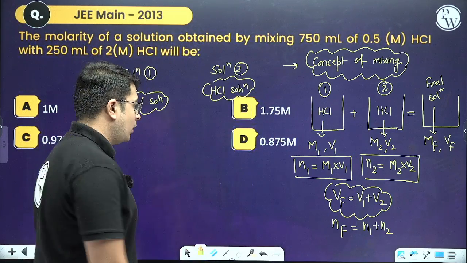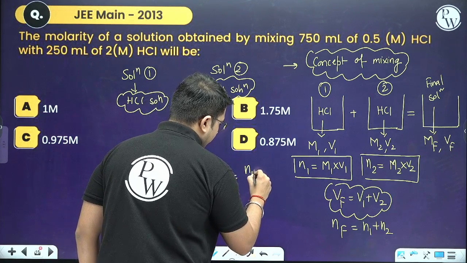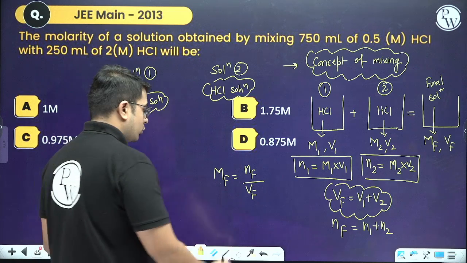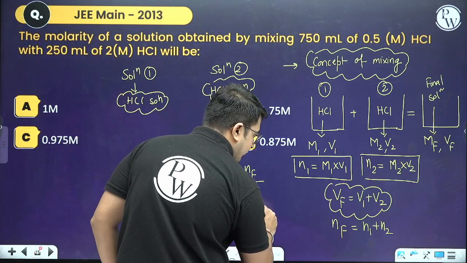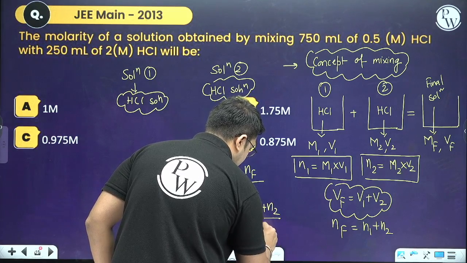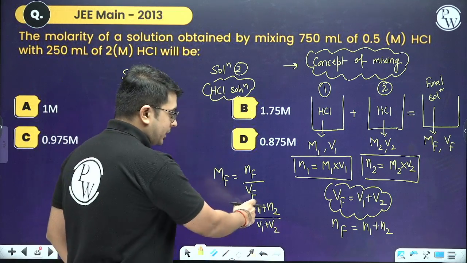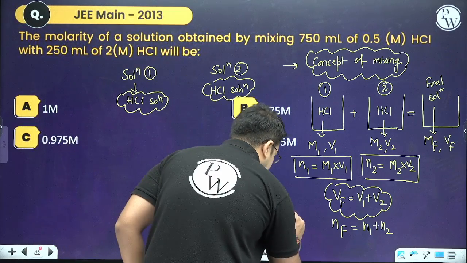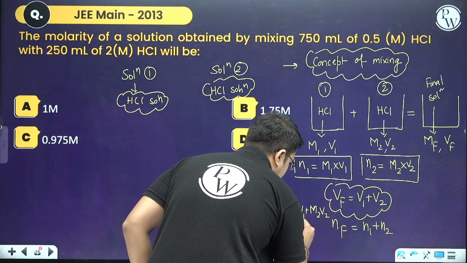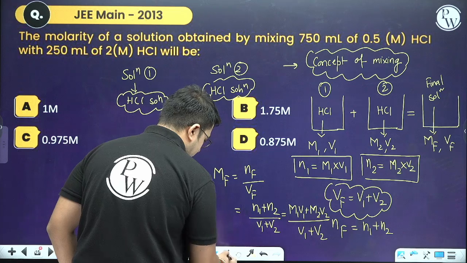Okay. Now I know from that particular part that molarity final will be equal to number of moles final divided by the volume final. So I can put the values here. So that will be your N1 plus N2 upon V1 plus V2. Either I can use this formula or I can expand N1 and N2. So I can say that will be M1 V1 plus M2 V2 divided by V1 plus V2. Just remember this particular formula.